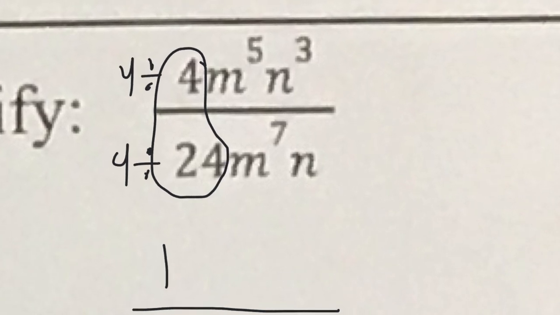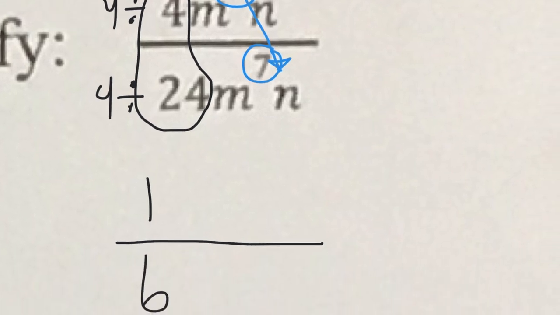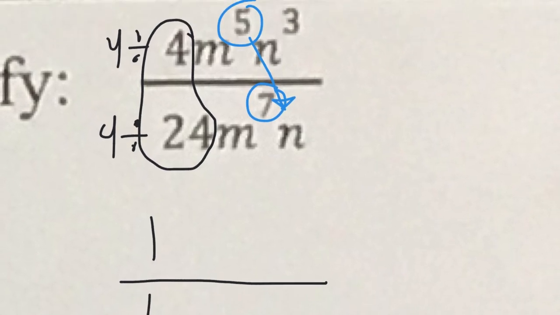Okay, so where is the bigger m power? The bigger m power is in the bottom, which means the 5 is going to come down to the bottom and join the m in your denominator. And we always do this by changing the sign. So it's a positive 5 in the numerator. It becomes a minus 5 when it goes to the denominator.